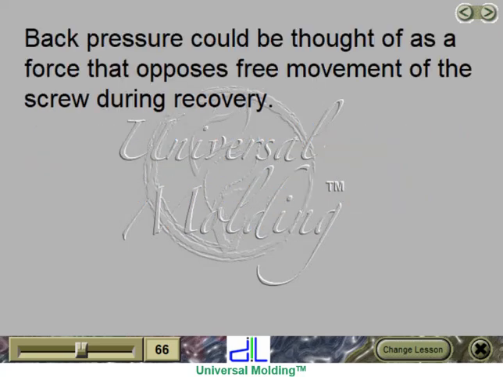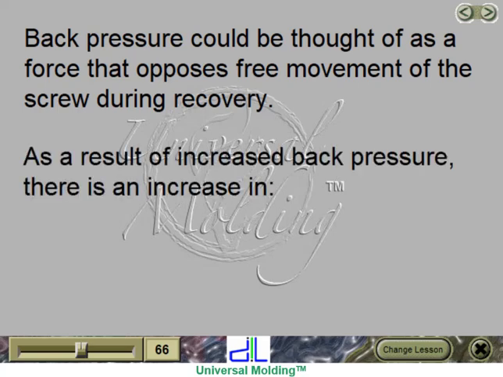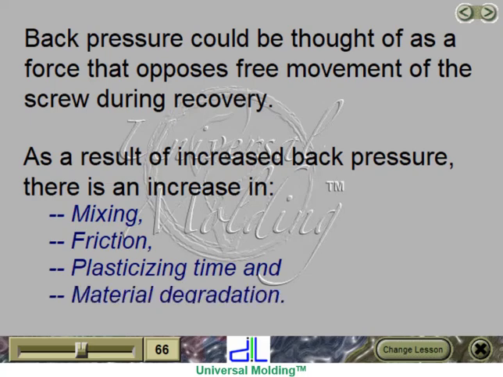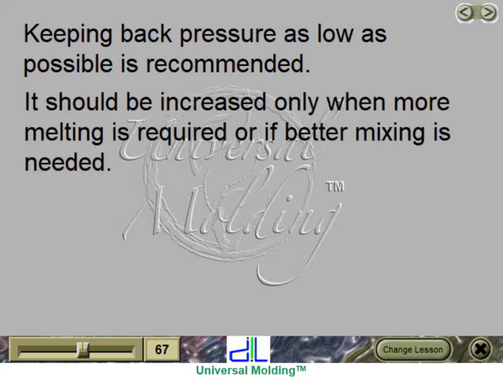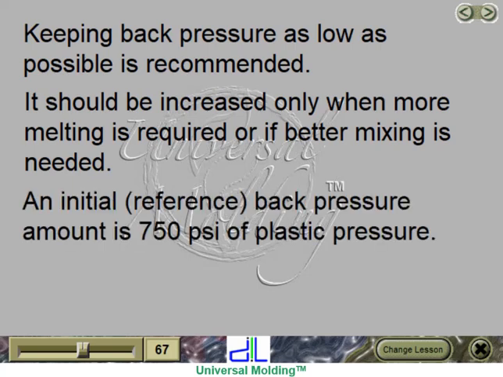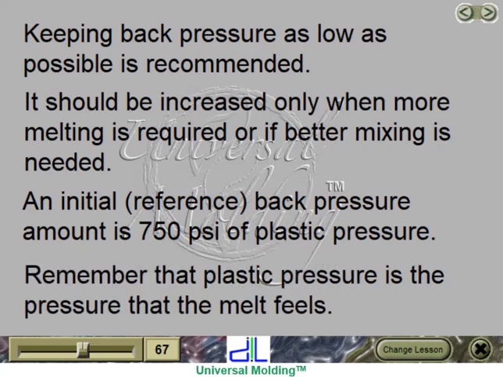Back pressure could be thought of as a force that opposes free movement of the screw during recovery. As a result of increased back pressure, there is an increase in mixing, friction, plasticizing time, and material degradation. Keeping back pressure as low as possible is recommended. It should be increased only when more melting is required or if better mixing is needed. An initial or reference back pressure amount is 750 psi of plastic pressure. Remember that plastic pressure is the pressure that the melt feels.